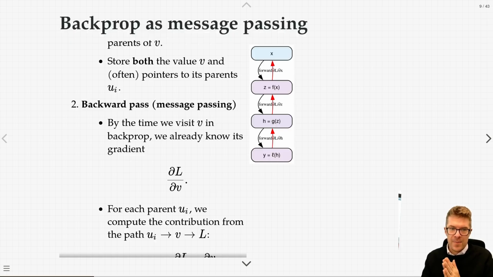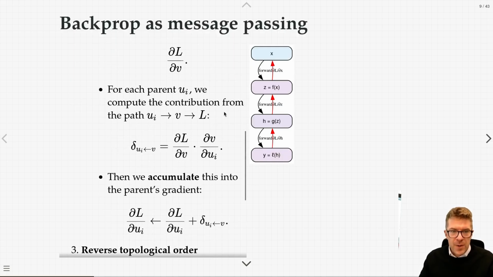So by the time we've visited v in backpropagation, we already know its gradient. We already know dL with regards to dv, and we know that because we've computed all of the partial derivatives in the higher order nodes. So if you know dL with regards to dh, that is what you need in order to compute dL with regards to dz, because you also know the derivative of h with regards to z.